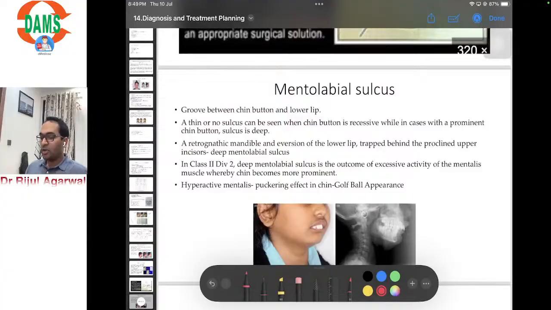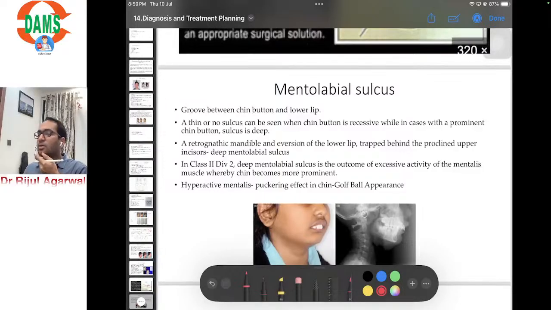Moving ahead, the mentolabial sulcus. So what is a mentolabial sulcus? Very easy. Like in the upper we have a nasolabial, now in the lower we have a mentolabial sulcus. It is the groove between the chin button and the lower lip. A thin or no sulcus means that a chin button is recessive, while in cases of the prominent chin button, the sulcus is deep. Now chin button prominent, sulcus becomes deep. Chin button recessive, sulcus becomes shallow.